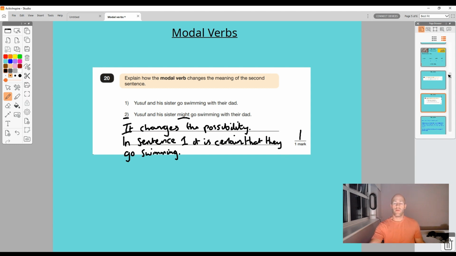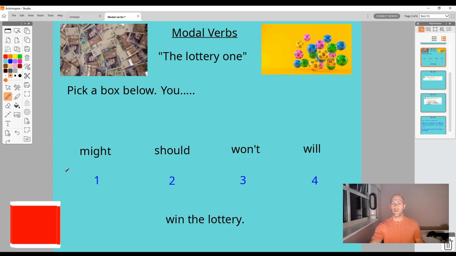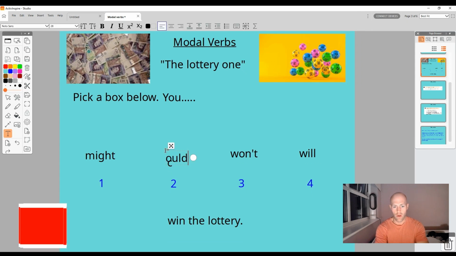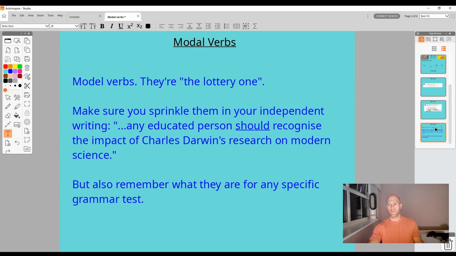So that is modal verbs. It doesn't need to be complicated. We can change out words here as well. Going back to the lottery example, instead of should, we might, we won't, we will, we could win the lottery, or anything in between. Any of the words might work as well.